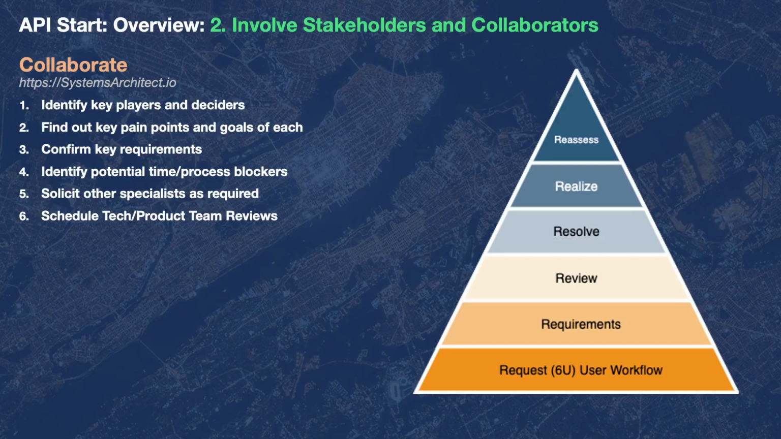And I have a lot more details about this on systemsarchitect.io, but you'll see at the bottom in the foundation of the pyramid is the 6U user workflow. And then from there we gather our requirements. Once we've gotten our requirements down, we do a review. And then after we've done a review, we usually resolve any issues. They always come up. We figure that out.